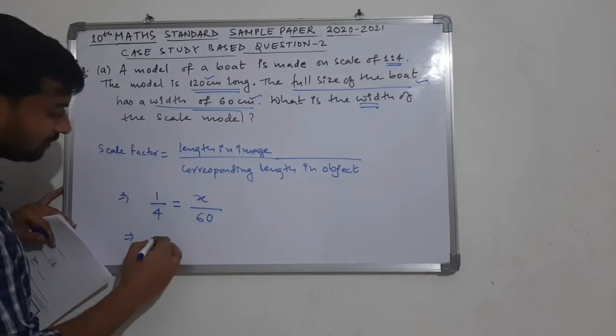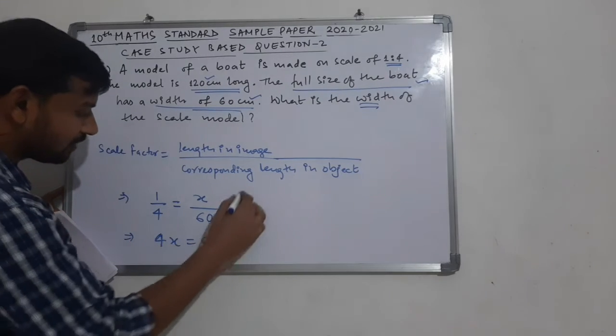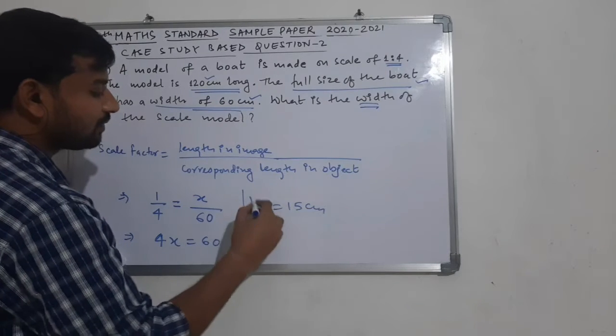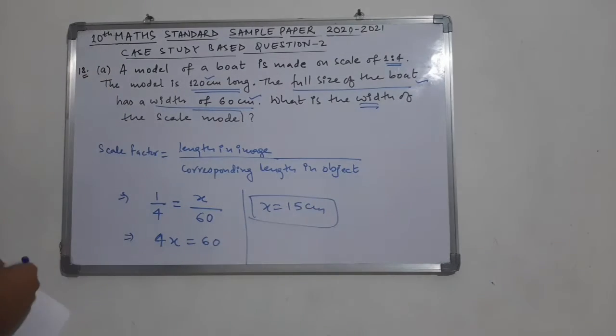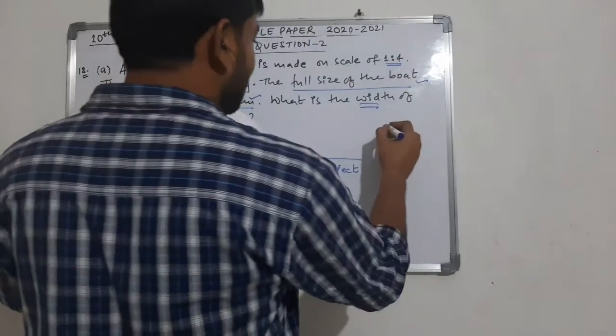So when we solve this, we'll be getting cross multiplication. 4x is equal to 60. So from here x is coming out to be 15 centimeters. So here we had 4 options. The options are, first option is 20 centimeters.